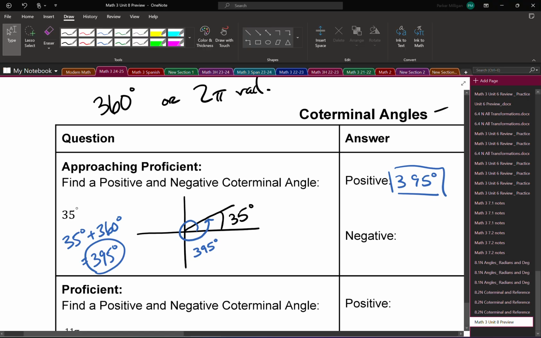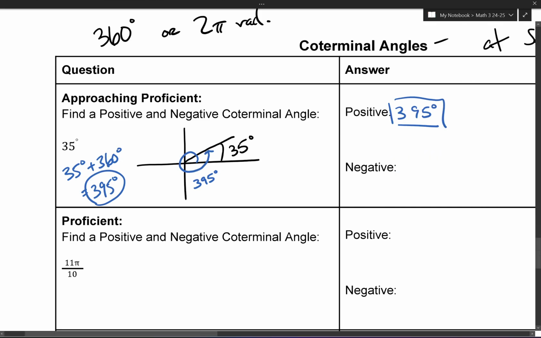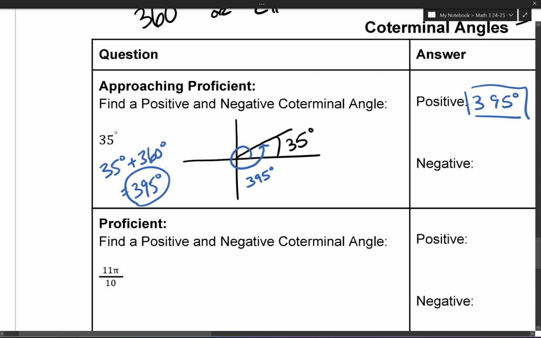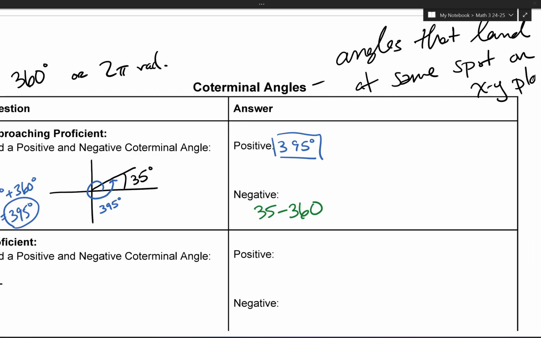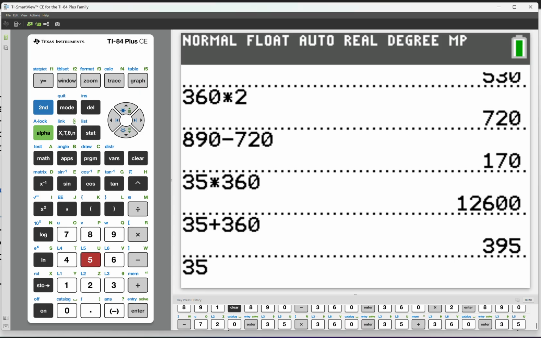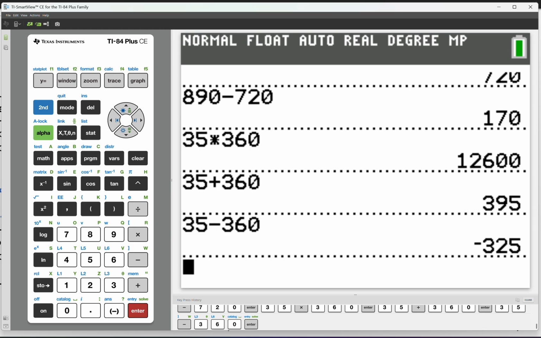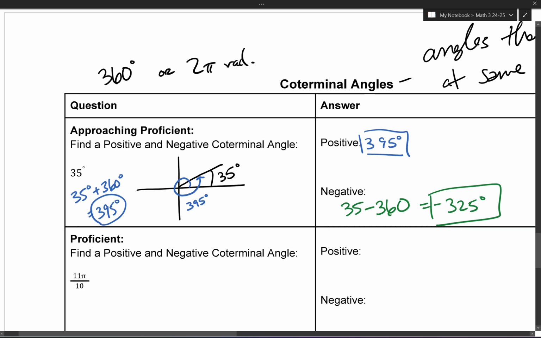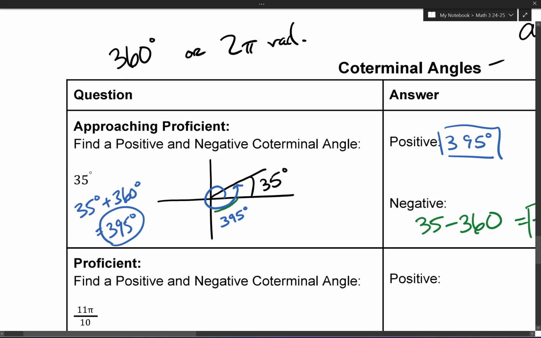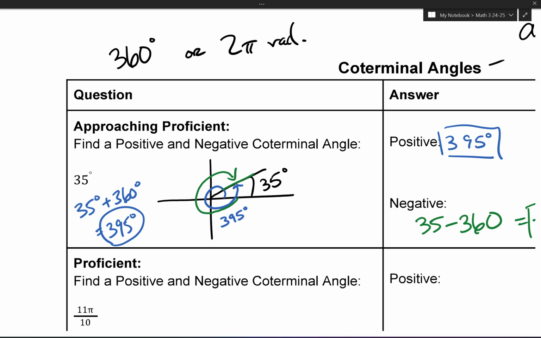And a negative one. I want to find a negative angle. Well, let's go the opposite direction. If I said give me a negative number, you're going to say I'm probably going to need to subtract, right? So let's do 35 degrees minus 360. 35 minus 360 is negative 325. What does negative 325 look like? It looks like this, right? And it lands at the same spot. They all land at the same spot, but they're different angles, and they move in different directions.